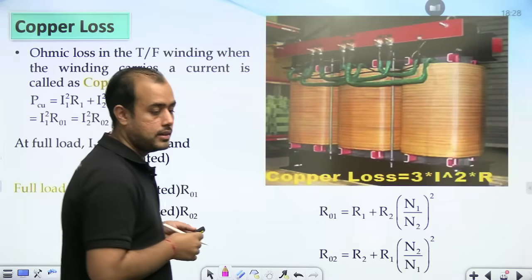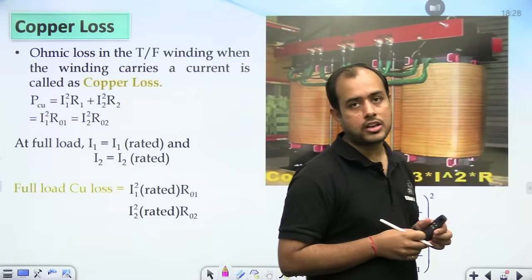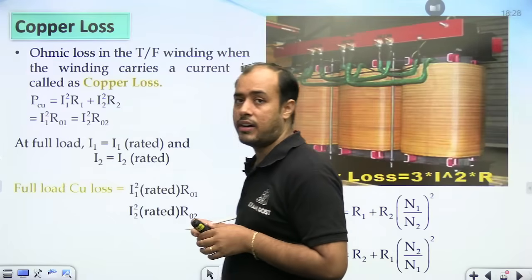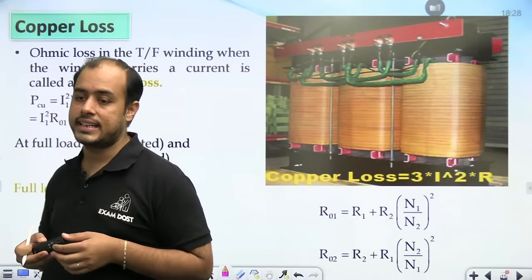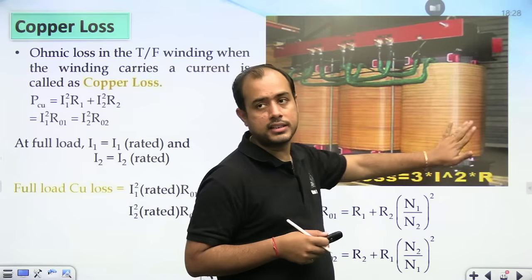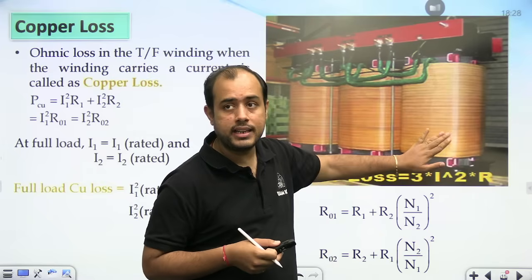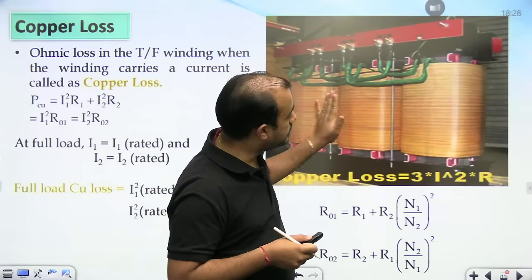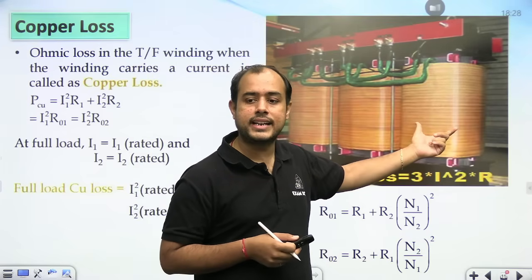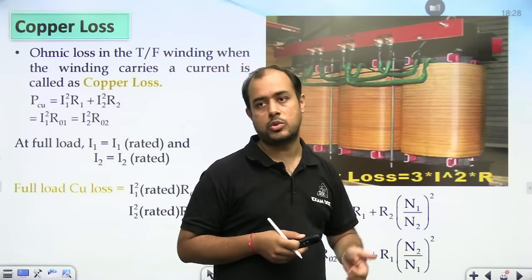So first is the copper loss, beta. Copper loss is the ohmic loss in the winding when the winding carries a current. So if you see, this is a three-phase transformer. So there are three primary and three secondary windings. Now these windings are made of copper. When they carry a current, there will be a loss I square R.